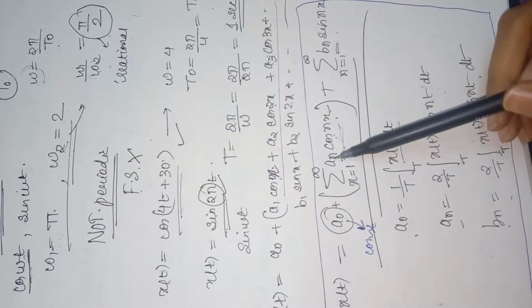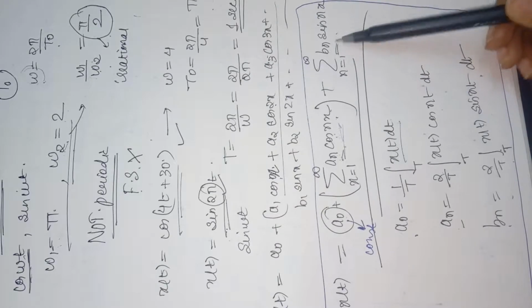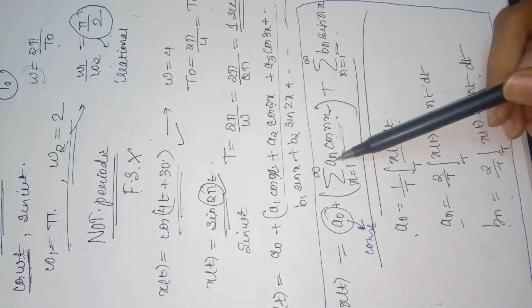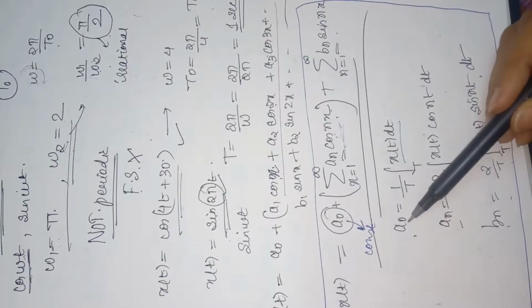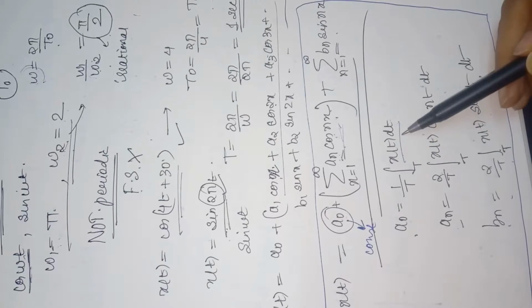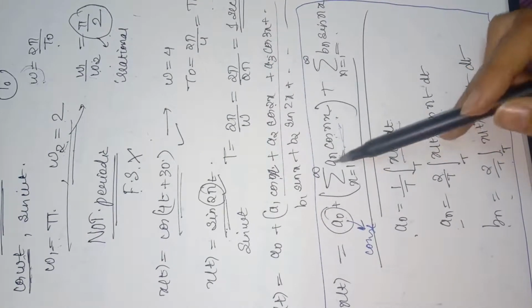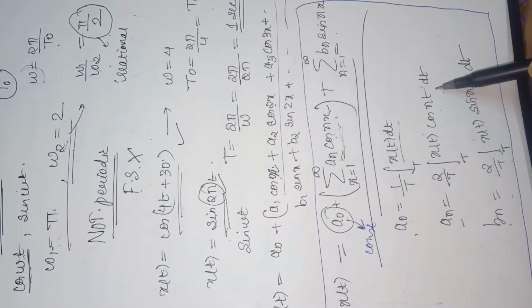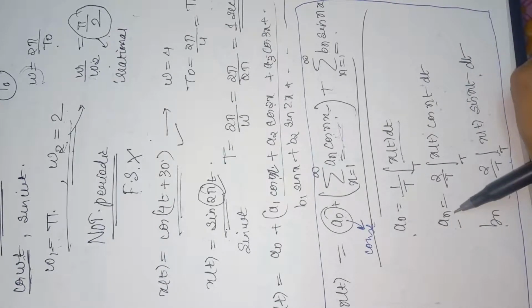a naught, an, or a1, a2, a3, and so on, b1, b2, b3. So what we are generally asked in the questions in the GATE exam is the value of these coefficients. So how to find that? a naught is simply a constant, so I have to integrate x of t. And for an, the terms with the cos, I have to multiply x of t with the cos nt term, where n we can change accordingly, whatever is asked in the question.